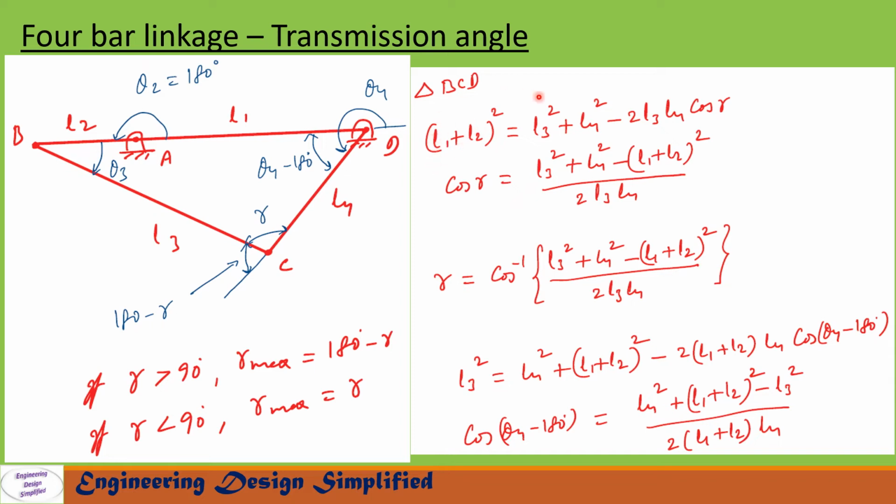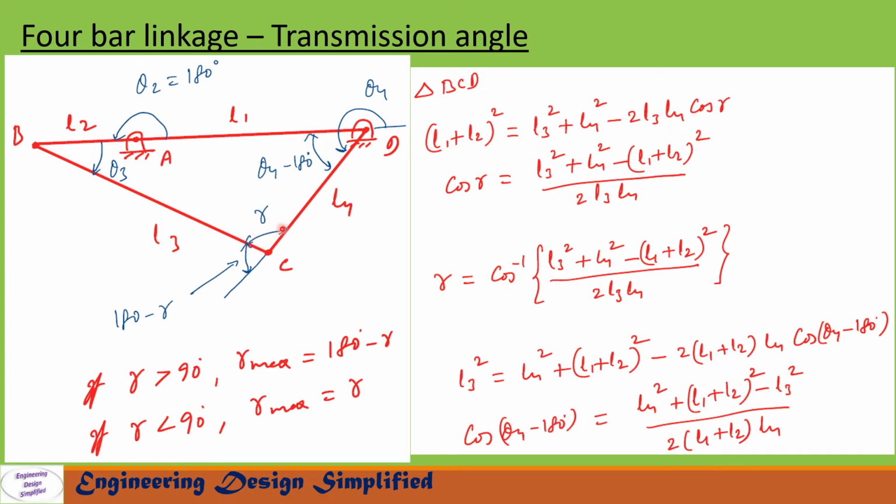So the cosine rule is (L1 plus L2) whole square equal to L3 square plus L4 square minus 2 L3 L4 cos gamma. So after simplification, we get gamma equal to cos inverse of (L3 square plus L4 square minus (L1 plus L2) whole square) by 2 L3 L4. So using this equation, we can find gamma here.